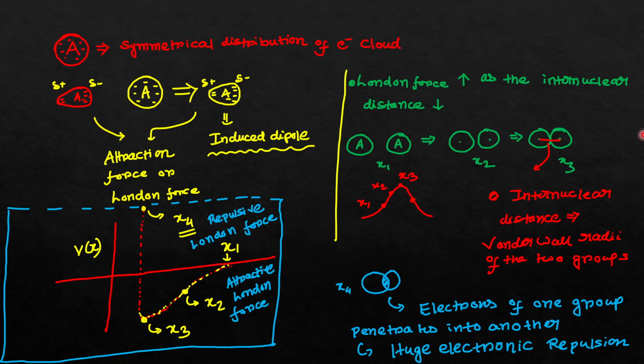Okay, if we still try to make these two molecules closer to each other, then what happens is that the electron clouds surrounding these two molecules will start to penetrate into one another. So if you still squeeze these two molecules, the electron clouds will penetrate into each other, and at that moment there will be a huge electronic repulsion created, and the potential energy of the system will increase rapidly.